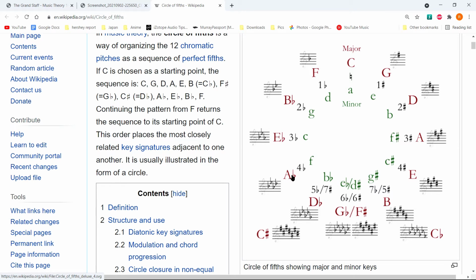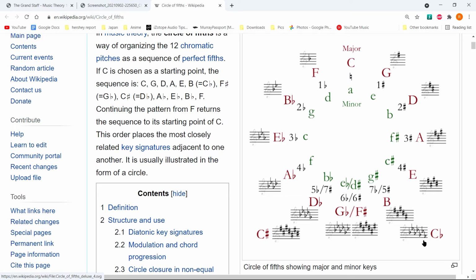So if you look at A flat major, it can only be 4 flats. If you look at E major, it can only be 4 sharps. But if you look at C sharp major, these both relate right here because it can be D flat major, and it can be 5 flats, or it can be 7 sharps. So that's the idea. If you look at F sharp major, it can be 6 sharps, or it can be 6 flats. If you look at B major, it can be 5 sharps, or it can be 7 flats.